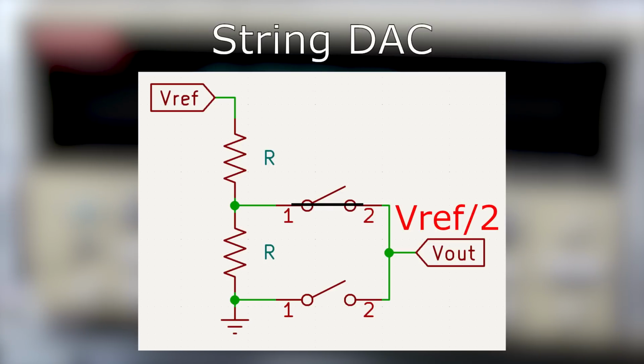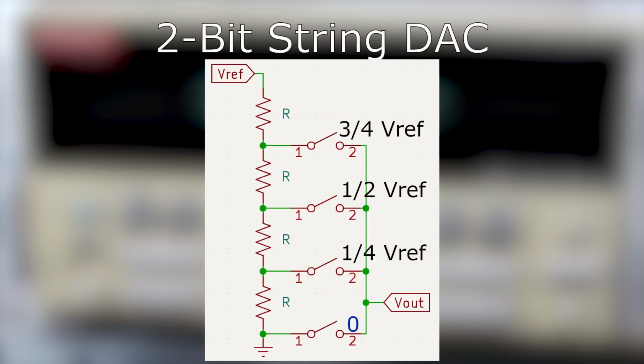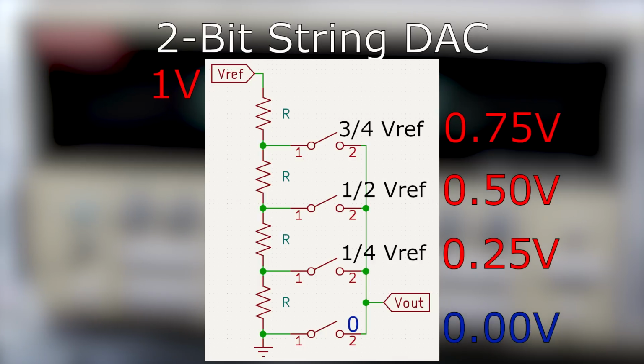Okay, easy enough. But what about a 2-bit string DAC? Well, you just build a resistor divider with more resistors and more switches. As you can see, we are still selecting a voltage between 0 and Vref, but this time we are given much more resolution. Now we can select 0, quarter of Vref, half of Vref, and 3/4 of Vref. If Vref was 1 volt, that would correspond to 0, 0.25, 0.5, and 0.75 volts respectively.